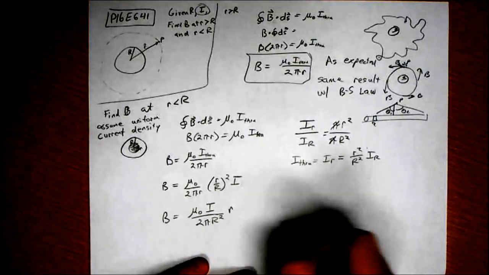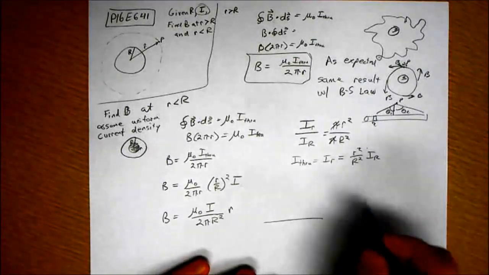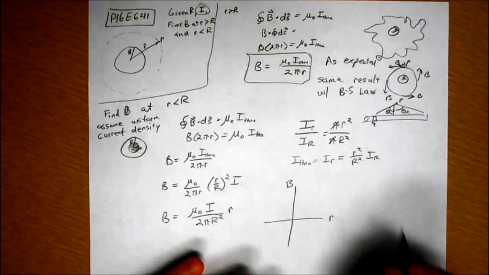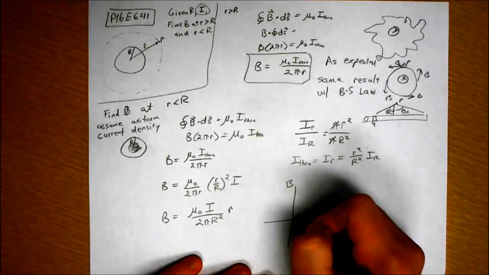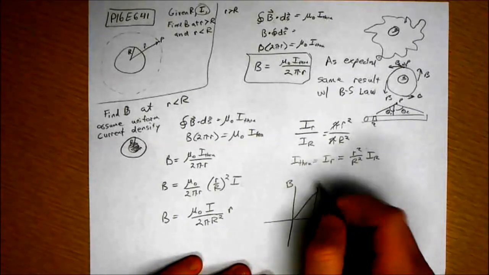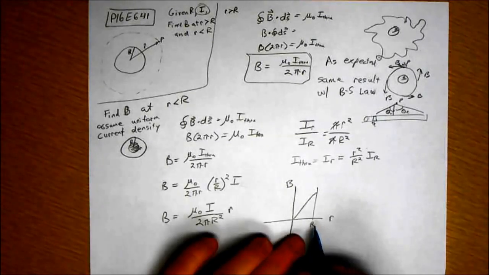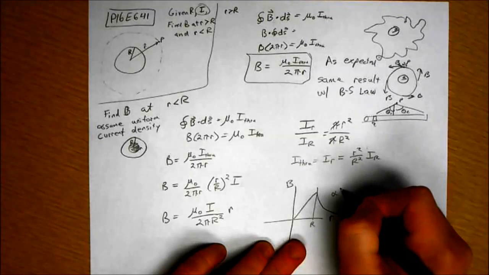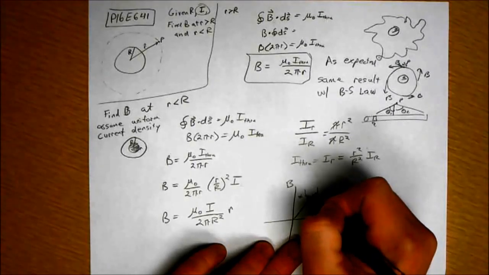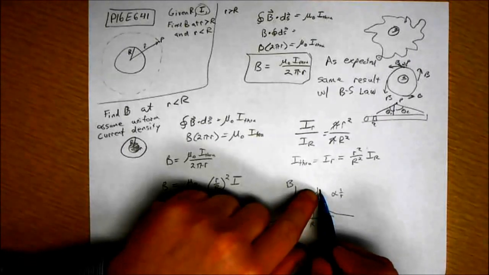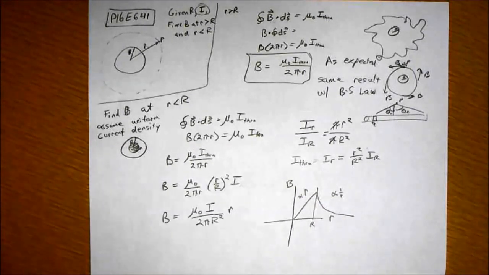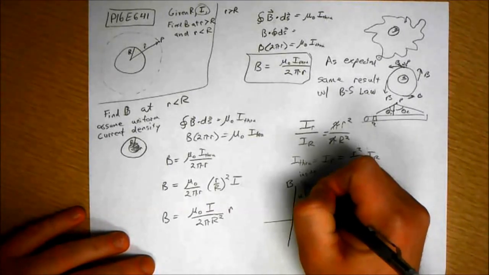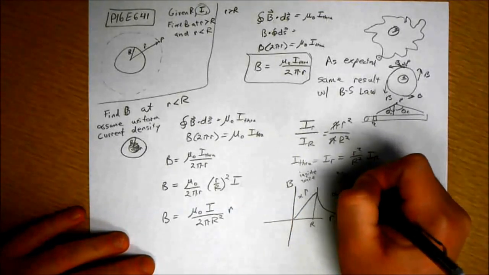So if we graph B as a function of r, well, at r equals 0 it is going to increase up to the point where r equals R, the radius of the wire, and then it's going to decrease proportional to 1 over r. Inside the wire it is proportional to r, so it increases linearly, and then outside the wire it decreases at the rate of 1 over r.